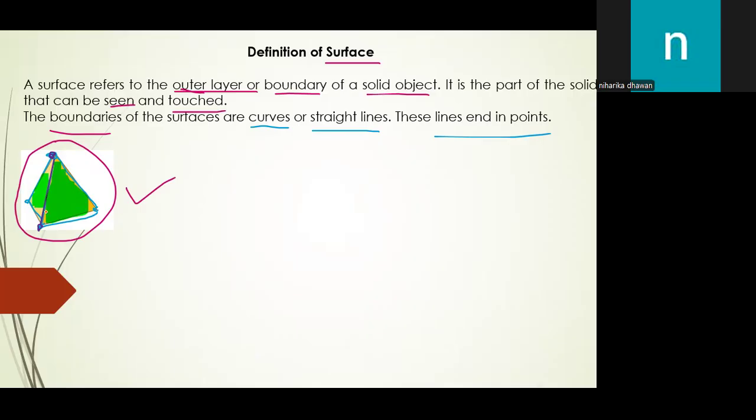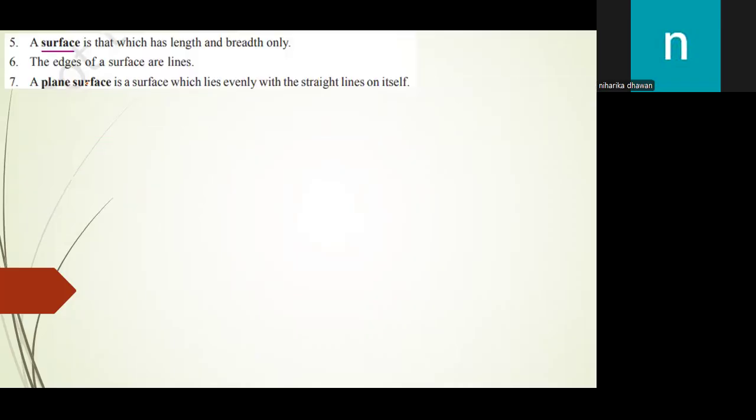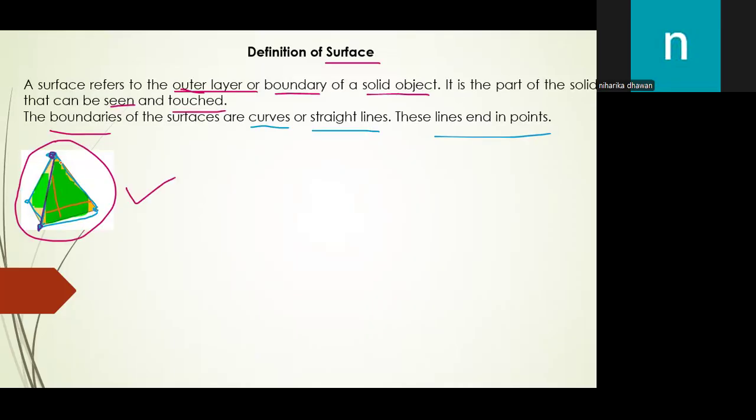This thing is length and this thing is breadth. But we have no height here. So a surface has only length and only breadth. The edges of surfaces are lines. Here we've already seen the edges of the surface like this. These are all edges and these are straight lines.